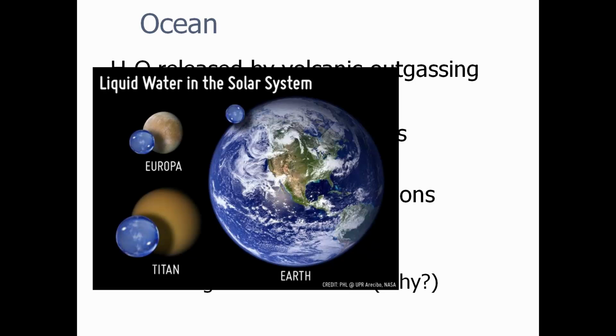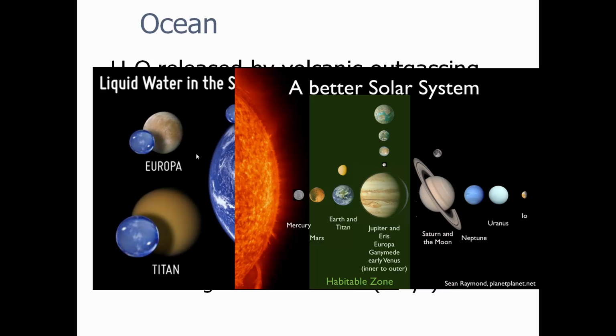Here's some liquid water found in the solar system, and I did show you this picture, or a picture like this, that didn't have the water on the Earth, but it showed that if you moved all the water into one location, it's not very much. You can see Europa actually has more water, and Titan has more water than the Earth does. So we can find liquid water elsewhere in the solar system.